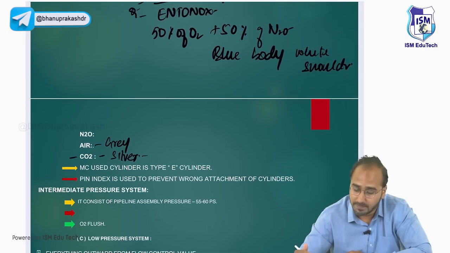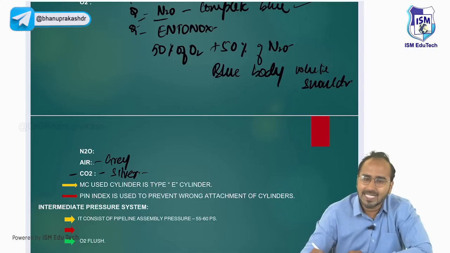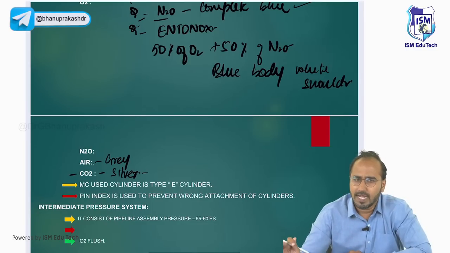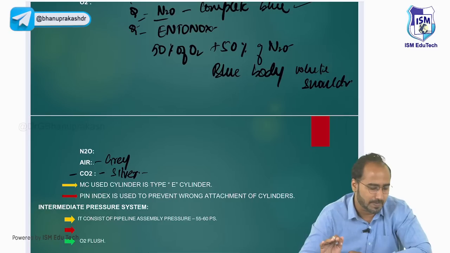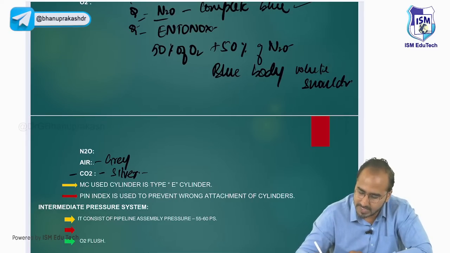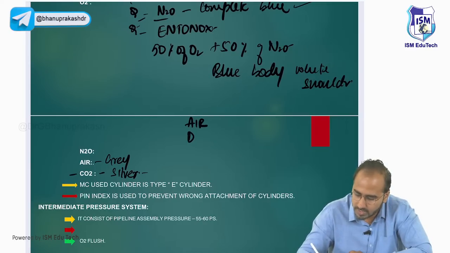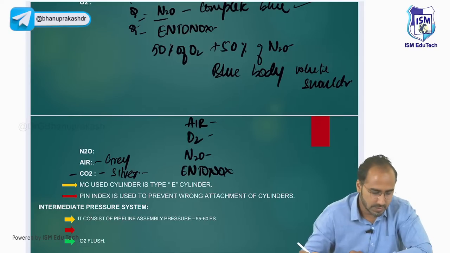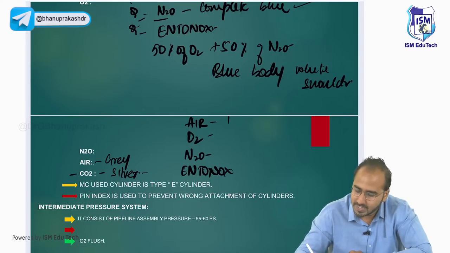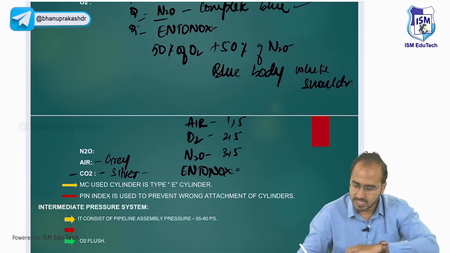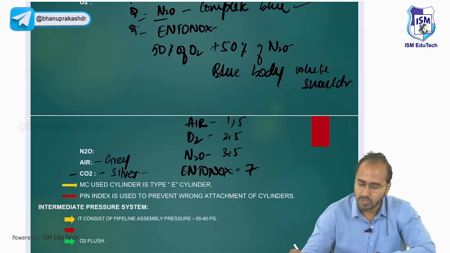There have been questions asking about the pin index system. I won't explain everything, but I will tell you how to remember the pin index system for different gases. Pin index system for air, oxygen, nitrous, and Entonox. For air, the pin index is 1.5. Oxygen 2.5. Nitrous 3.5. Entonox it is 7.